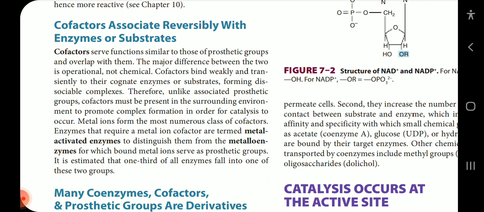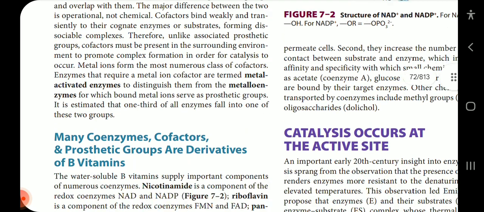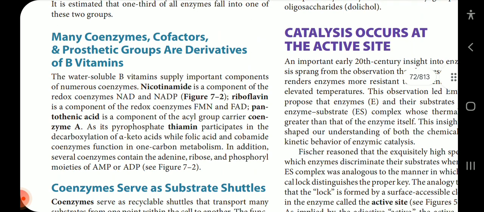Enzymes that require a metal ion cofactor are termed metal-activated enzymes, to distinguish them from metalloenzymes, for which bound metal ions serve as prosthetic groups. It is estimated that one third of all enzymes fall into one of these two groups. Many coenzymes, cofactors, and prosthetic groups are derivatives of B vitamins. The water-soluble B vitamins supply important components of numerous coenzymes.